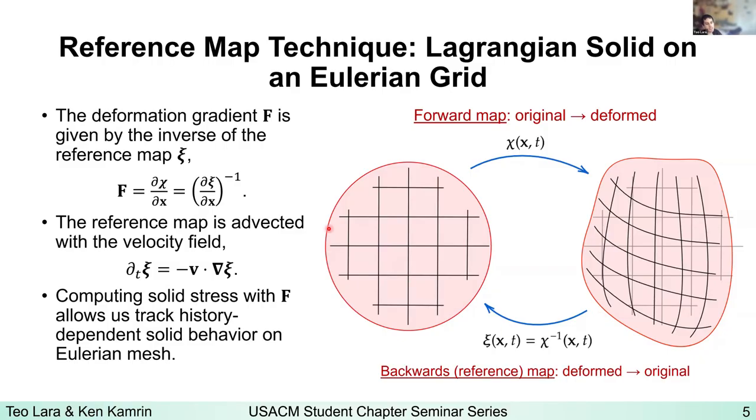And then all we have to do is we can just invert this reference map to find the deformation gradient, which is the variable relevant for calculating things like the solid stress. It is not too difficult to convince yourself that this reference map is just advected forward in time with the velocity field, such that as we know the velocity v, we can just update the reference map, and then we just update the deformation gradient each time step. And this allows us to track the solid history-dependent stress on our fully Eulerian mesh.